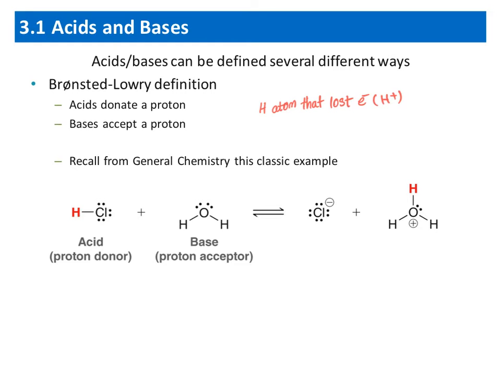If you look at this reaction, we have hydrochloric acid reacted with water to form chloride anion and hydronium ion. So hydrochloric acid gave its proton to water and formed the chloride anion. So it is the proton donor. It is an acid here. And water accepts the proton from the hydrochloric acid to form the hydronium ion. So it is a proton acceptor. It is our base here. Water is a base in this reaction.